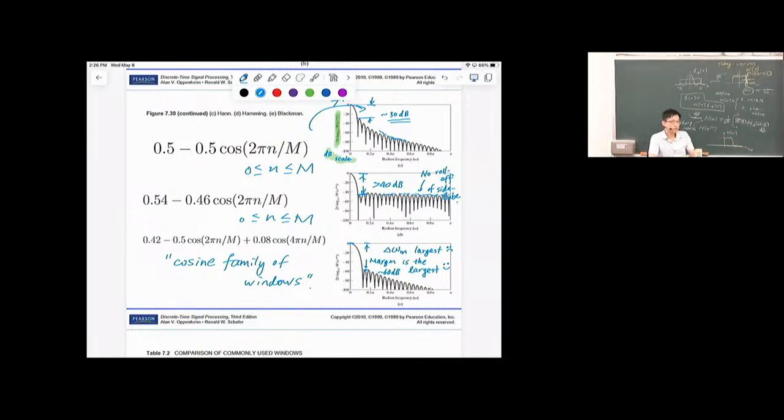Because main lobe width is directly proportional to the transition width of your result. Remember that we use the window to convolve with the ideal response, right? And that gives us an approximate response with ripples, right? So it turns out that the ripple is directly related to the side lobe suppression. When we have better side lobe suppression after calculating the Fourier transform with the window, this leads to better performance in terms of reducing the ripple right here.